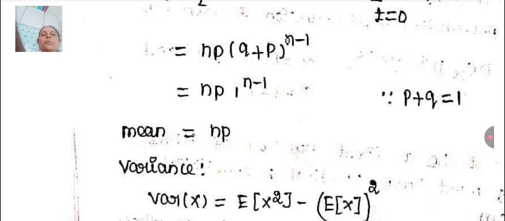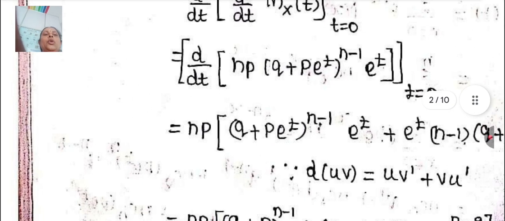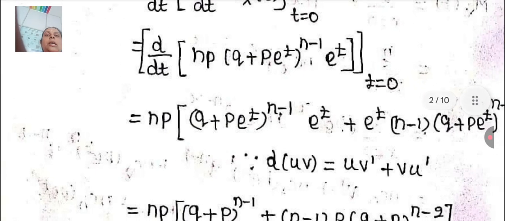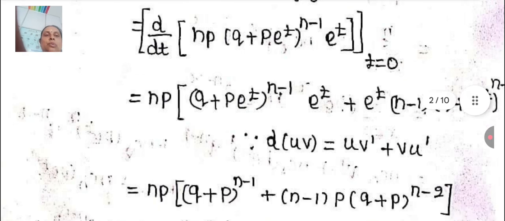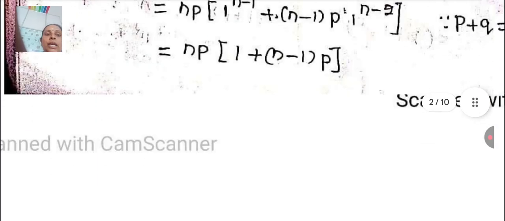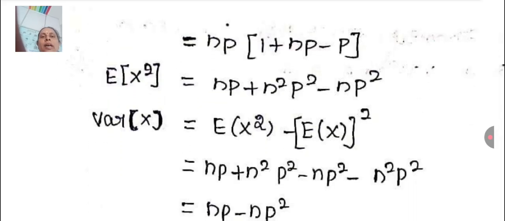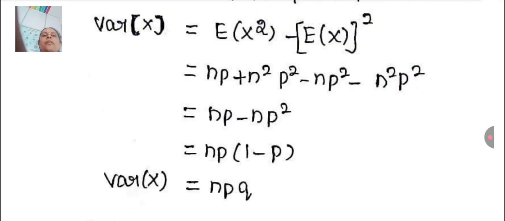Using this we find the variance. The variance formula is expectation of x square minus (expectation of x) whole square. The mean is known, so we find the expectation of x square, which is d square by dt square of M_X of t at t equal to 0. Differentiating a second time with respect to t, we get np (q plus pe power t) power n minus 1 into e power t, plus (n minus 1)(q plus pe power t) power n minus 2 terms. Substituting t equal to 0, the answer is np into (1 plus (n minus 1) p), which gives np plus n square p square minus np square. This is the expectation of x square. Substituting the mean and the expectation of x square, we finally get the variance of x as npq.